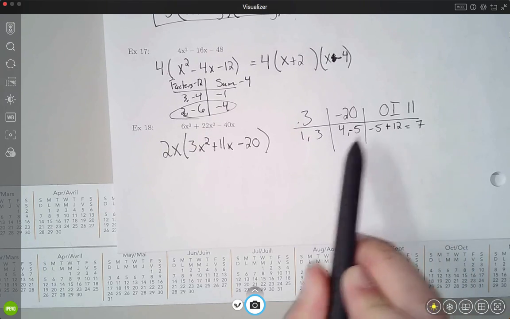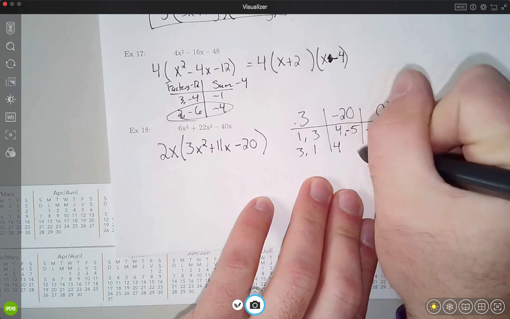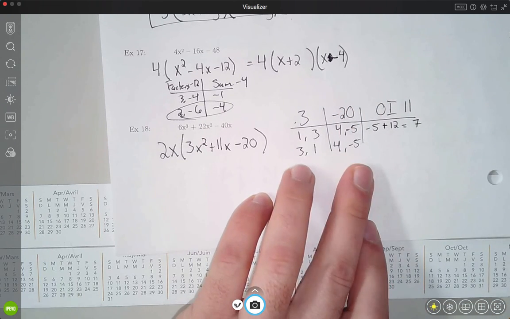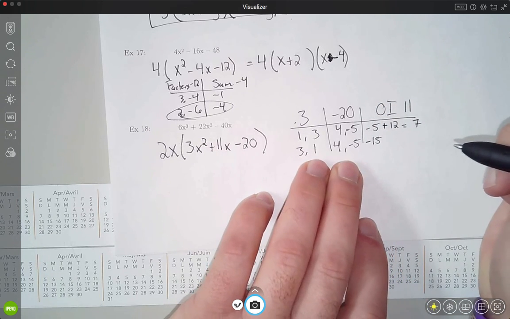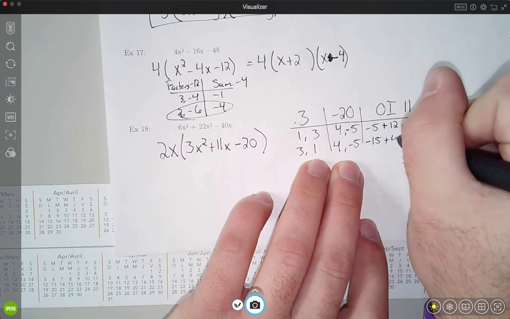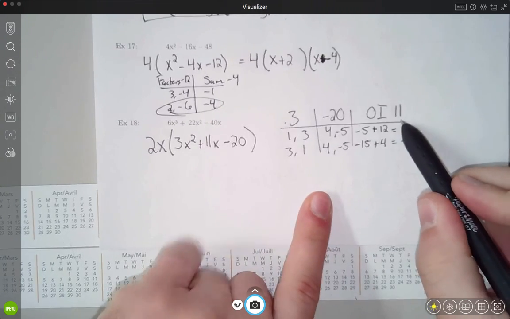So let's try switching the first one. Let's try 3 and 4. If I make this a 4 and a negative 5, if I multiply there, 3 times a negative 5 is negative 15. 4 times a 1 is a positive 4. If I add those, I get negative 11. Well, that's close. I have the 11, but I have the opposite sign. So that tells me my negative is just in the wrong place.